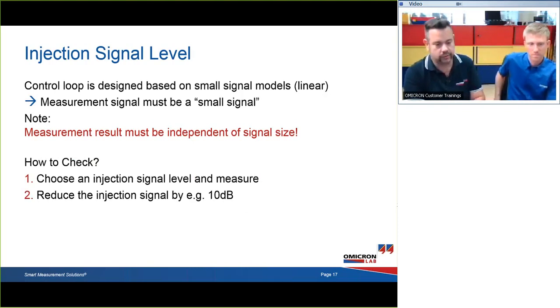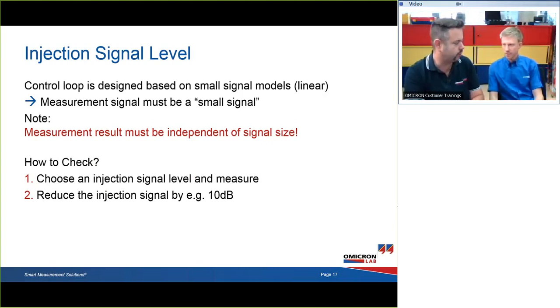And so you can check this by reducing your signal level, and a 10 dB step is usually sufficient to see if you are already in the linear range or not. So when you reduce the signal level by 10 dB and your crossover point moves, then the initial level was too high. And then you further have to go down.